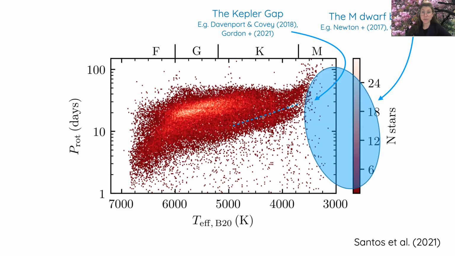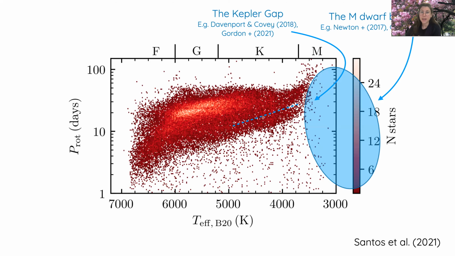Then there's another gap. Again, this is confusing. There is another gap that is usually called the M-dwarf bimodality. It's not really easy to see in these data. These are field star rotation periods. The M-dwarf bimodality is easier to see in open cluster data or in the Mirth sample, Elizabeth Newton's sample of rotation periods measured for M dwarfs.